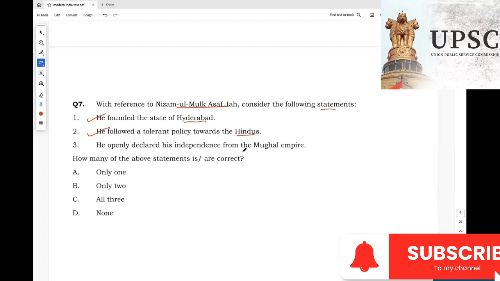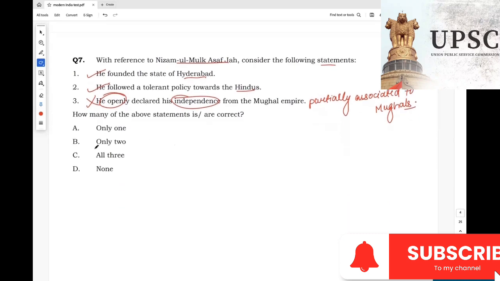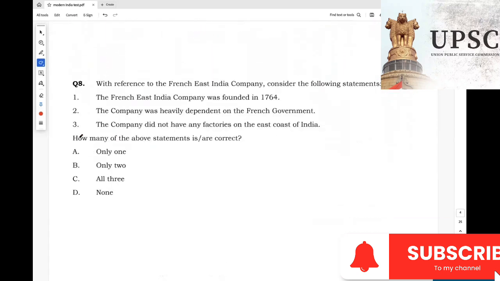He openly declared his independence from the Mughal Empire. No. Not openly, not independent. They were partially associated to the Mughals. On some matters like appointments, they were taking orders from the Mughals, and they were giving certain kinds of benefits, titles, and a share in the revenue to the Mughals. So there was no complete independence in that regard. So only the two of them are correct. Moving to the next one.